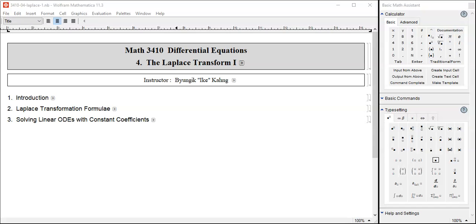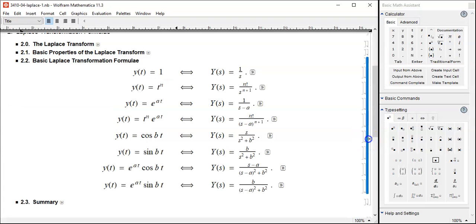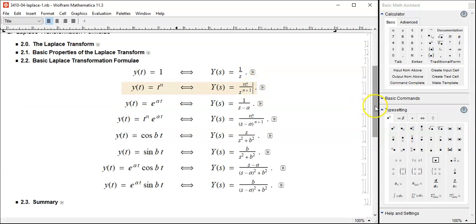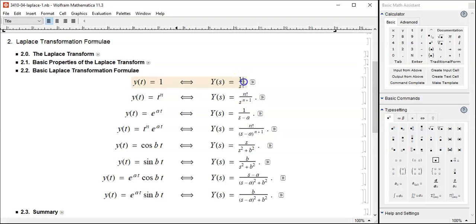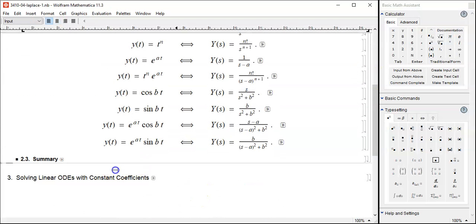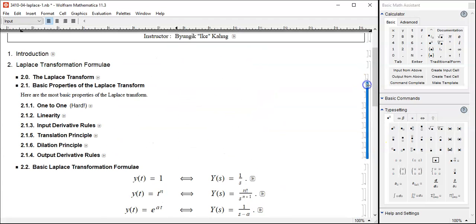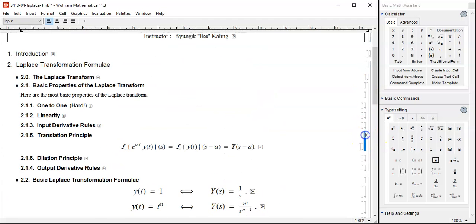Hello students, welcome back. We just completed proving this formula, this one, and before that we completed this one. Let's work on the rest of the formula here. Okay, this is the definition. Let's copy and paste it down here. And then I want one more, translation principle.